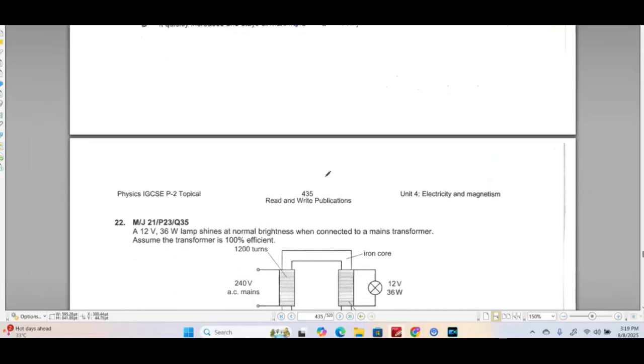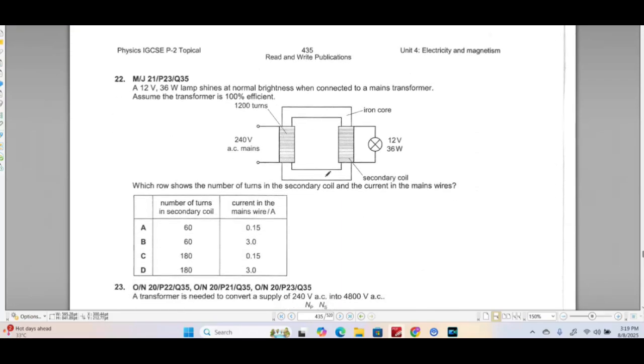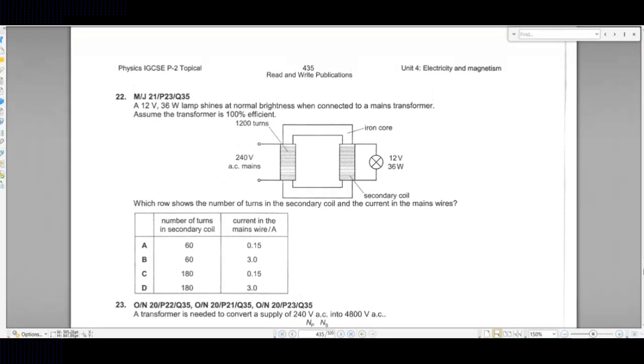Question number 22, sorry. A 12 volt 36 watt lamp shines at normal brightness when connected to a mains transformer. Assume the transformer is 100% efficient. Which row shows the number of turns in the secondary coil and the current in the mains wire?